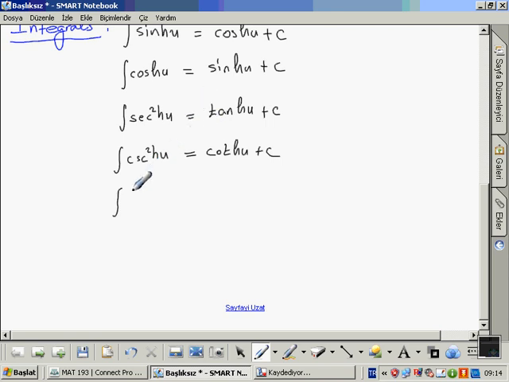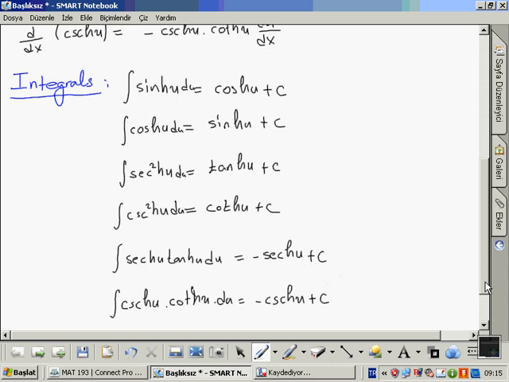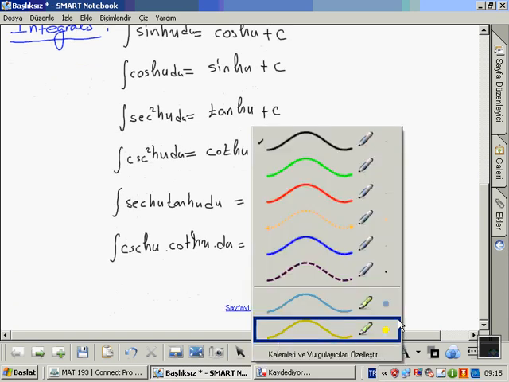and the integral of sech u tanh u, of course there must be ∂u, equals minus sech u plus c, and the integral of csch u times coth u ∂u equals minus csch u plus integration constant. Let's continue with some examples, okay.